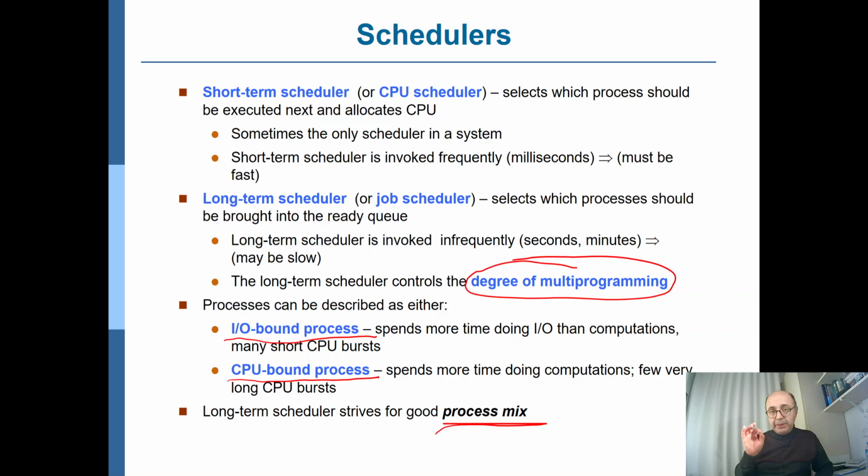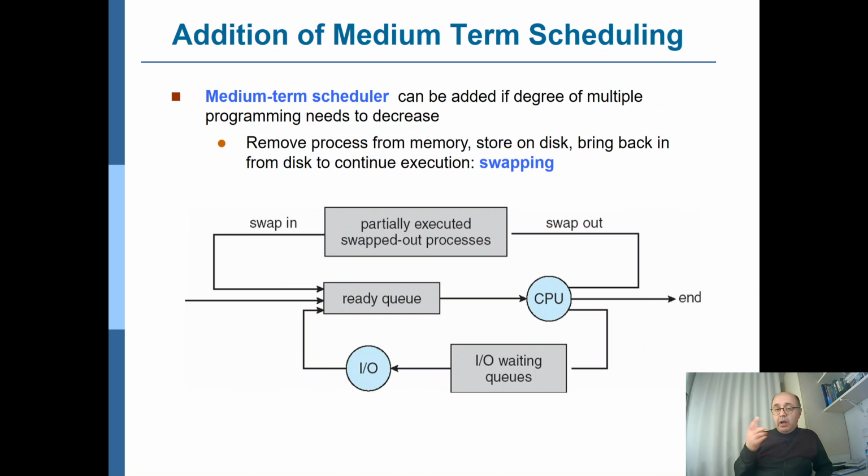And repeating again, not all systems have this long-term scheduler. Keep this in mind. Typically, your desktop operating systems like Linux, Windows typically do not have the long-term scheduler because typically we don't have such jobs. The third one is the medium-term scheduler.